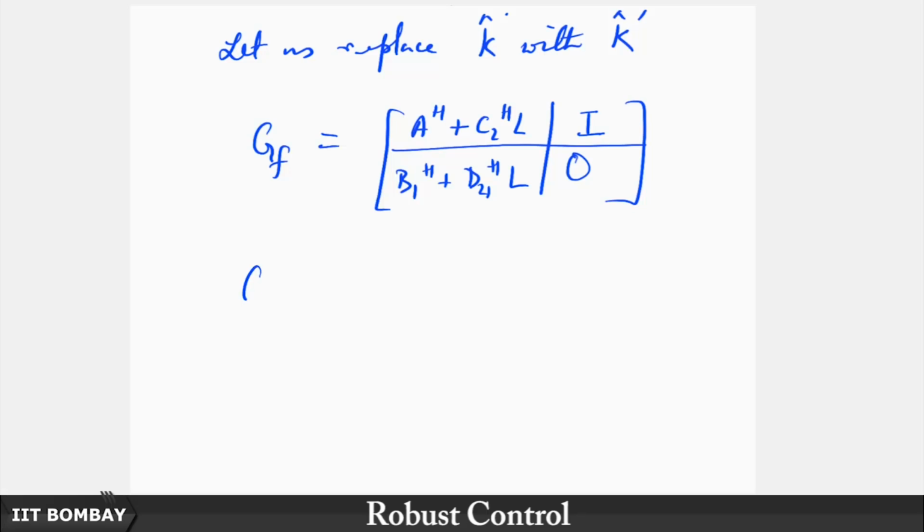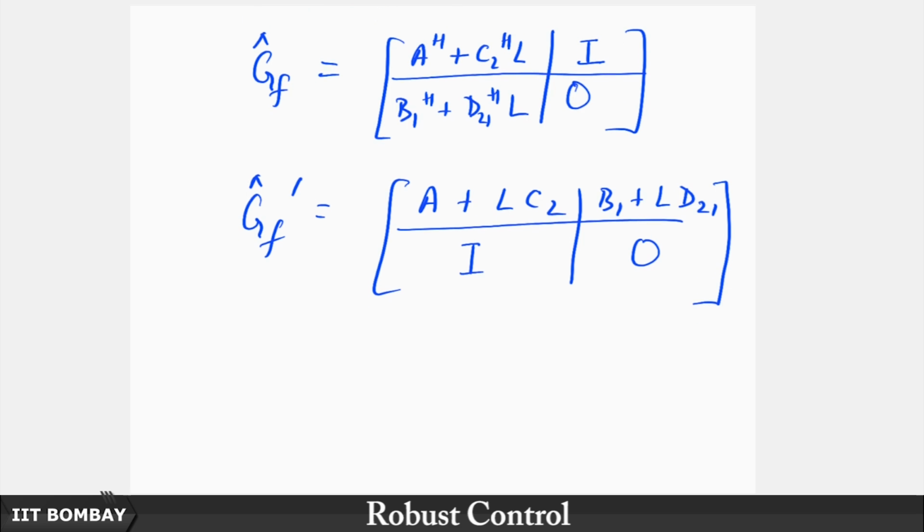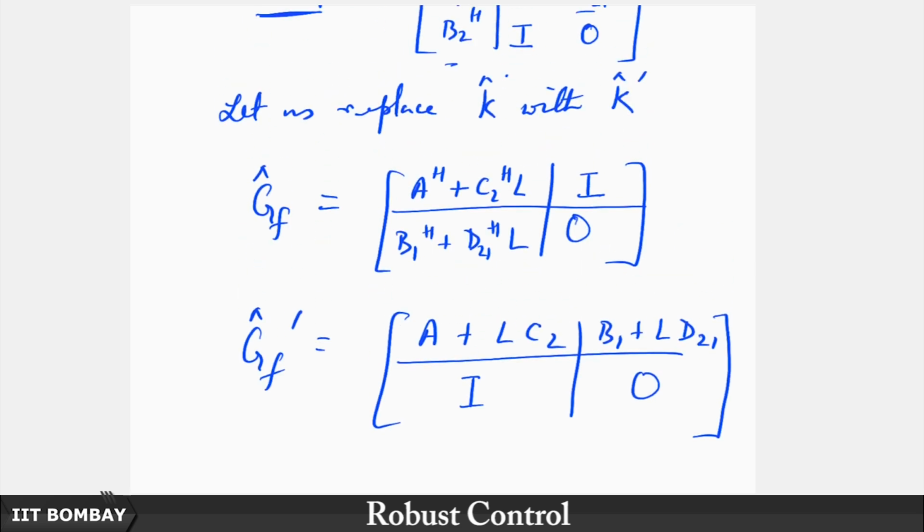So, okay, before that, since we have already defined this GF hat, let me define GF hat prime. That is going to be A plus LC2, the I is going to come here, this is going to be B1 plus L D21, and this is going to be 0.